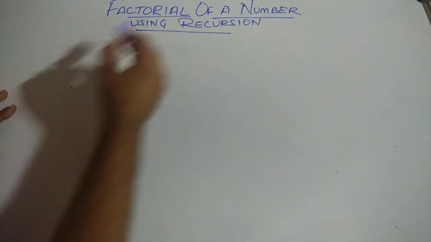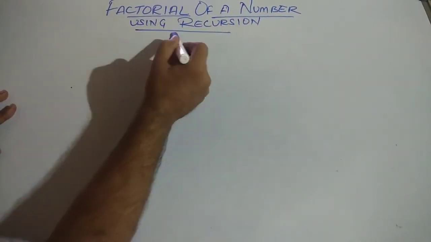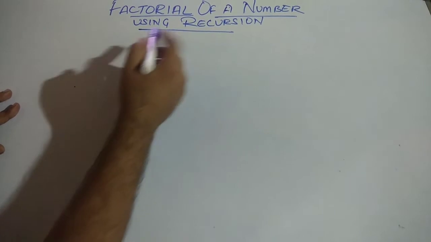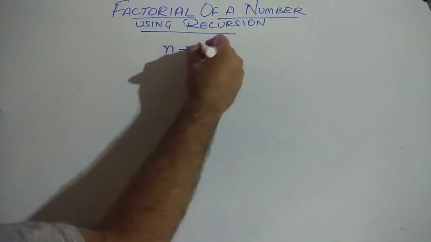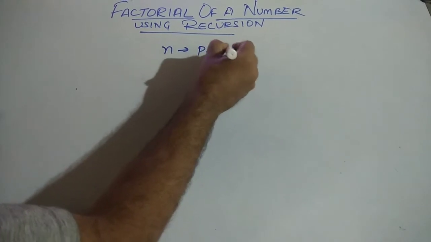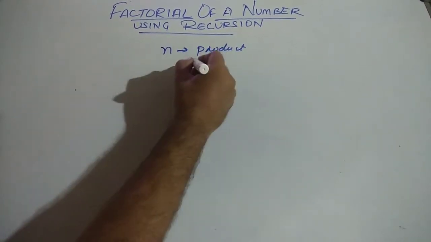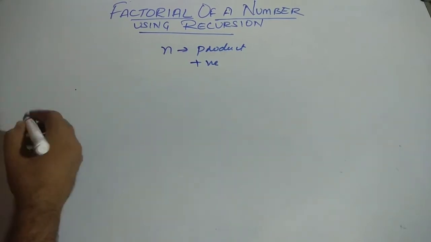Today I am going to explain factorial of a given number using recursion. The factorial of a given number n is the product of all positive descending integers.